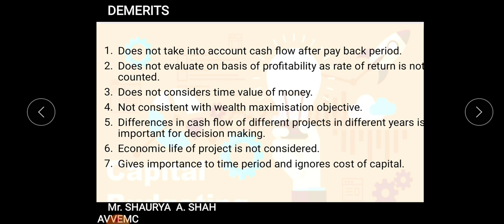The next is that differences in cash flow of different projects in different years are important for decision making. Dear students, when we are calculating various alternatives, it is not necessary that different projects have the same cash flow, right? Many a time it happens that one project gives lesser cash flow in the earlier years and more cash flow in the later years. Many projects give very high return in the shorter period and lesser return in the longer time period. So how can you calculate the differences between both the projects? This method fails there.